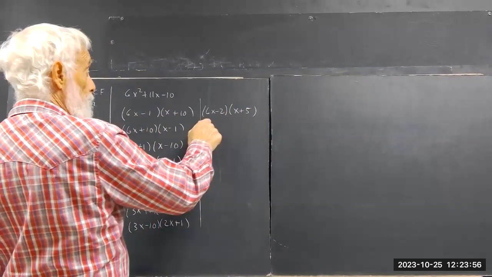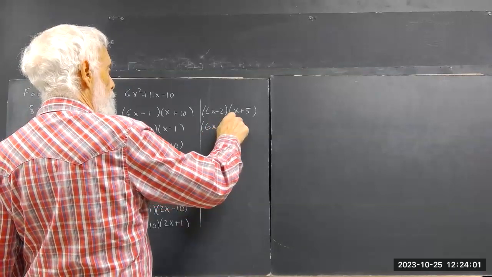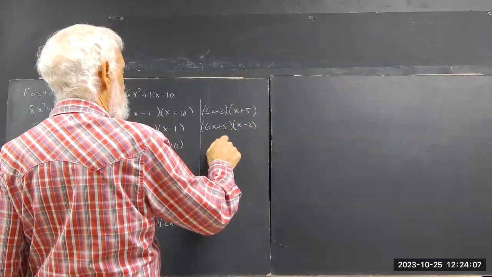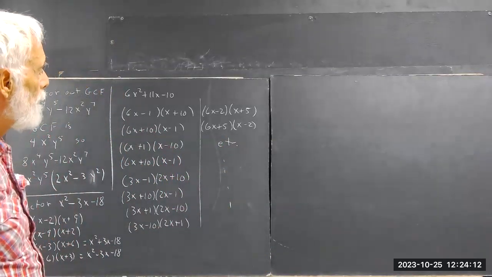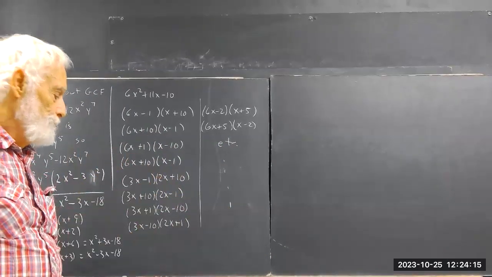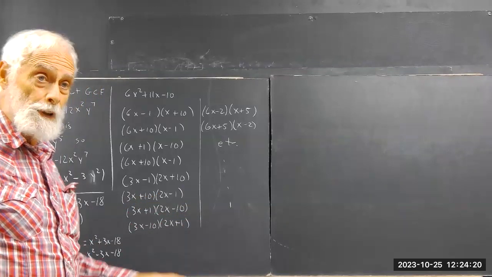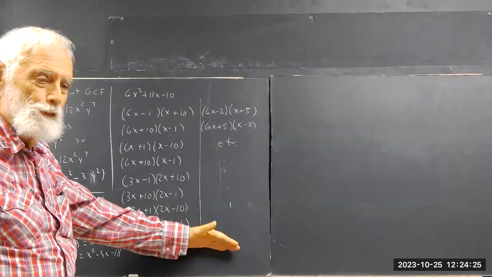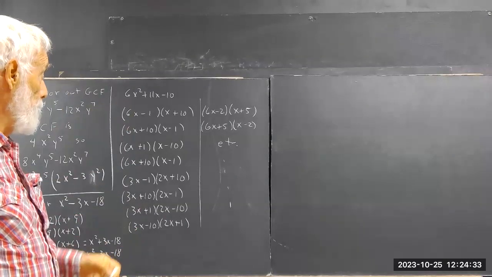Because 10 could be 2 times 5. So we've got 6x minus 2 times x plus 5, or 6x plus 5 times x minus 2, etc. There are going to be 8 more of these. Okay, well, Open Math gives you alternatives to make this a little bit easier, but at the very least, you should be able to, if you're totally desperate, list all these possibilities and eliminate a lot of them. Like, I can pretty much eliminate all of these possibilities.